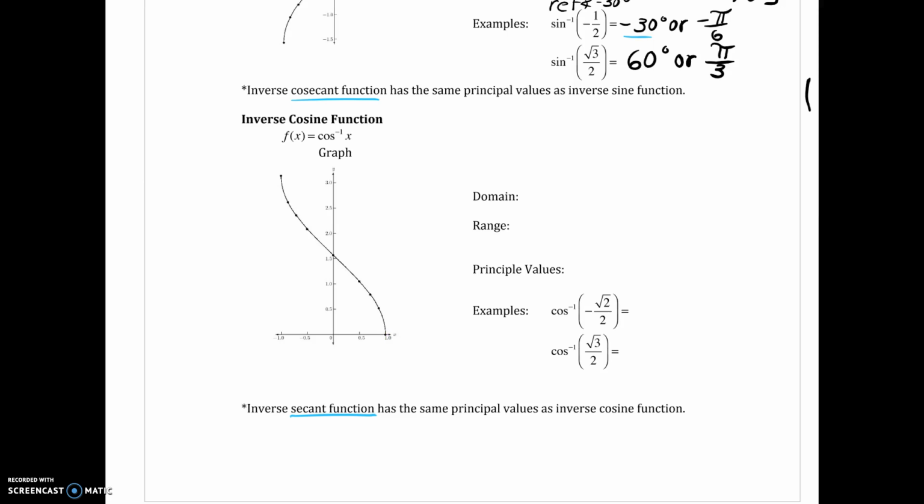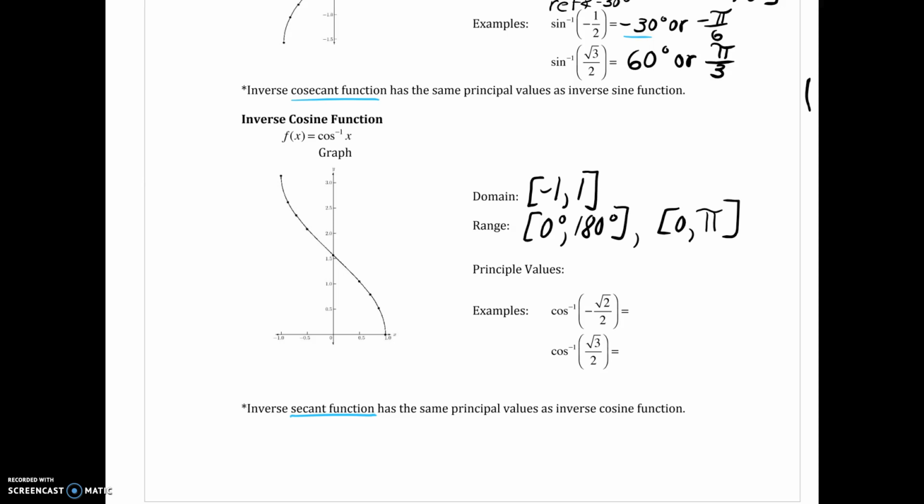Now this one's different. Our domain here still is -1 to 1, like before. So that was the previous range of the cosine function. But the range is going to be 0 to 180 or 0 to pi. Okay, so that's going to be a little different and a little weirder because we're going to be picking values from quadrant 1 or quadrant 2. So it's really going to be important to know your reference angles here.